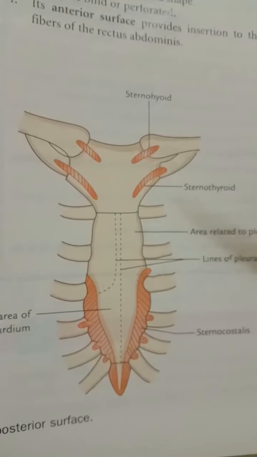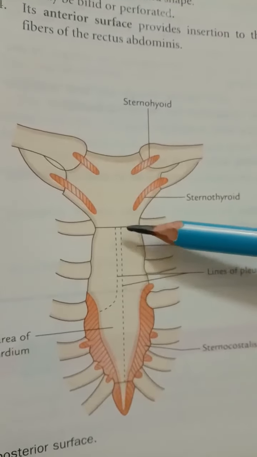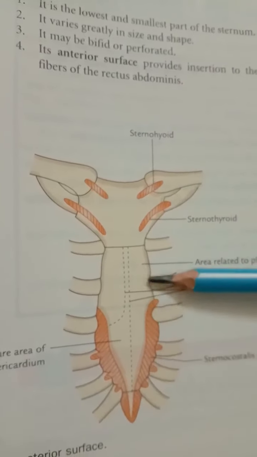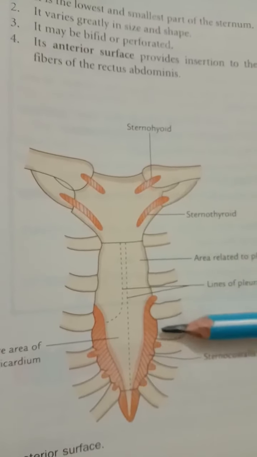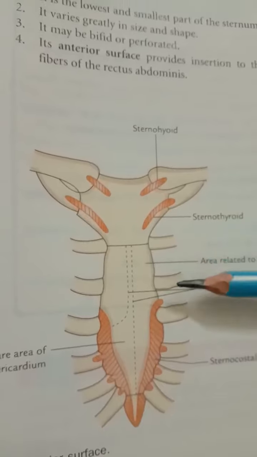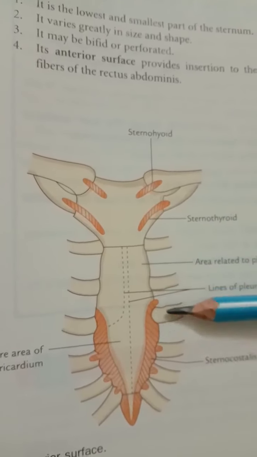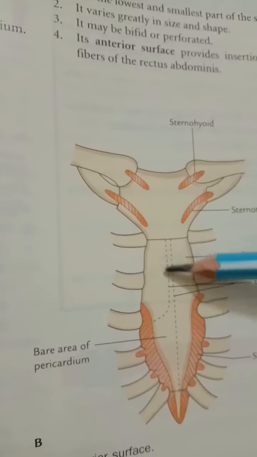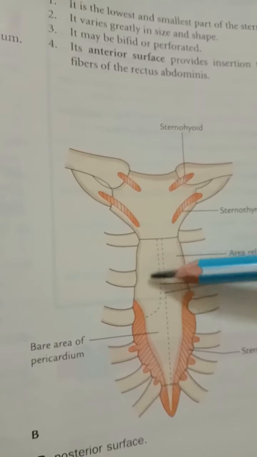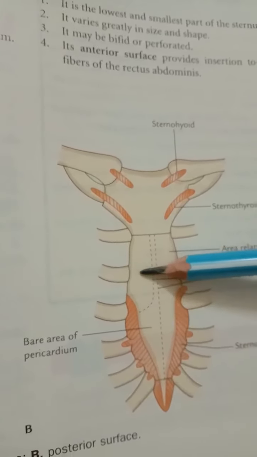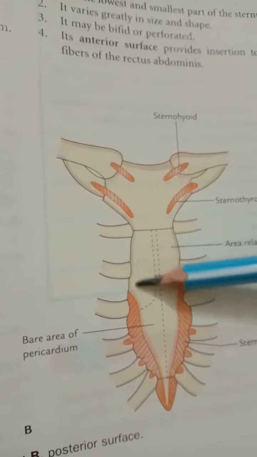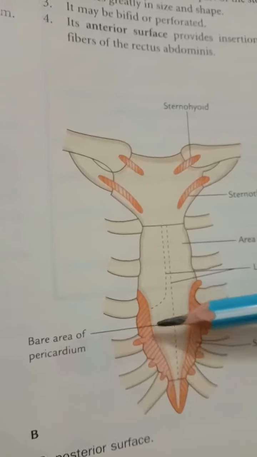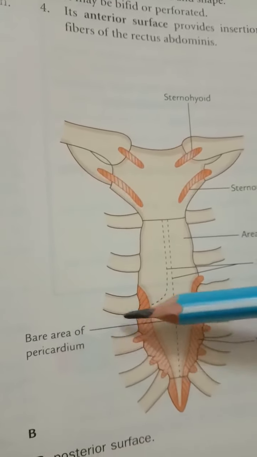Then on the right side of the median plane, the posterior surface is related with the anterior border of the right lung and the pleura. And on the left side, the upper two pieces of the body are related to the lung and the pleura, and the lower part is related with the pericardium.